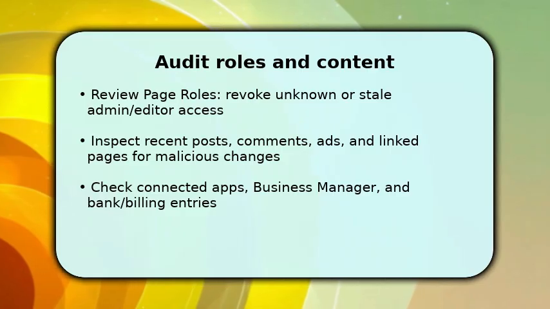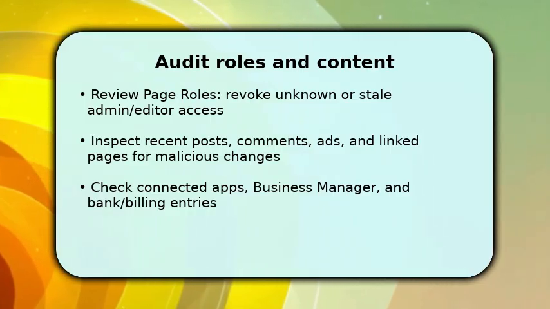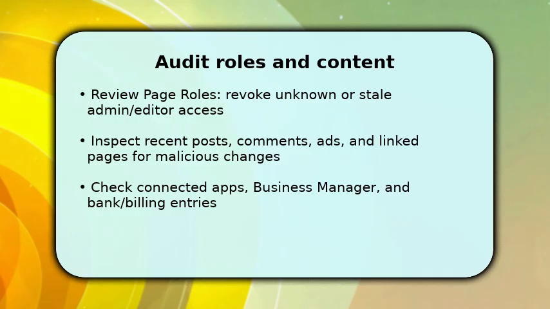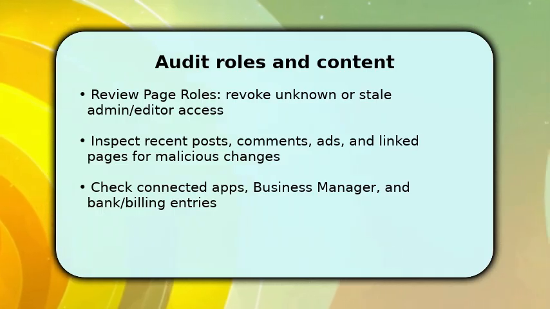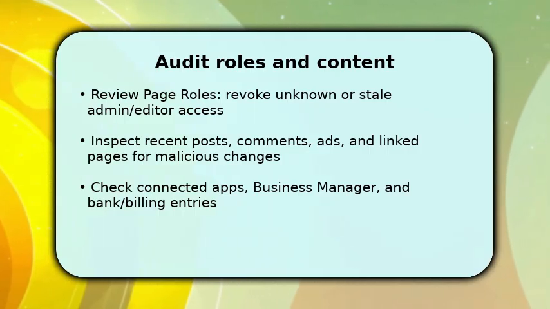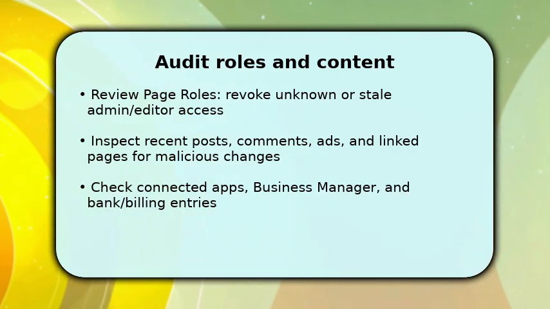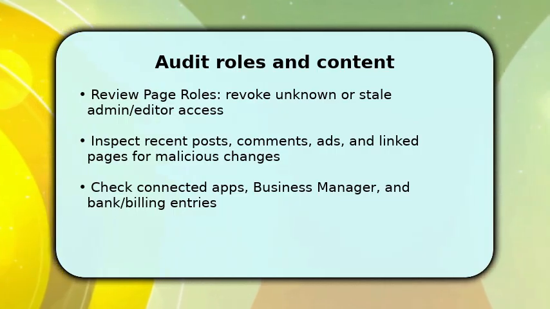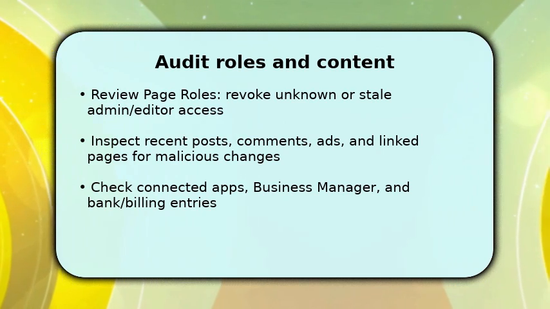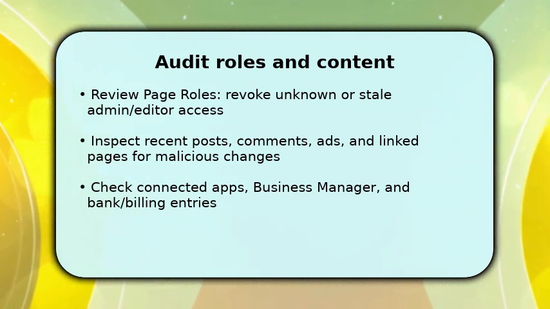Then, review the last 30-90 days of posts, scheduled content, ad accounts, and billing transactions to spot unauthorized campaigns or malware links. Make sure to disconnect suspicious third-party apps and unlink any external business manager assets that weren't approved. While doing this, document timestamps, screenshots, and affected post ID to support an appeal or forensic review.